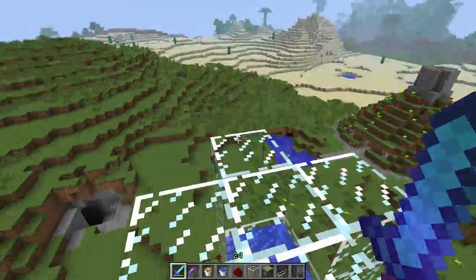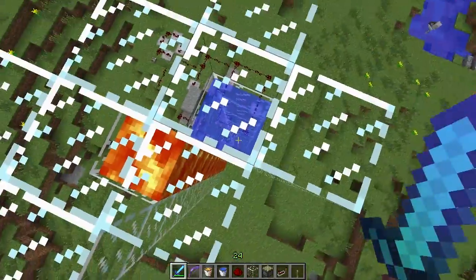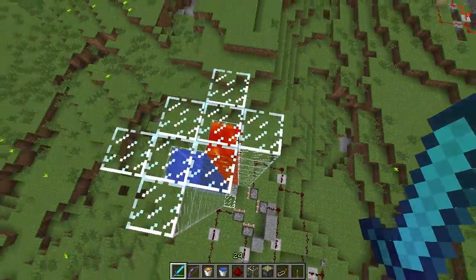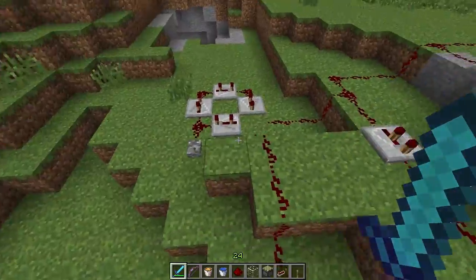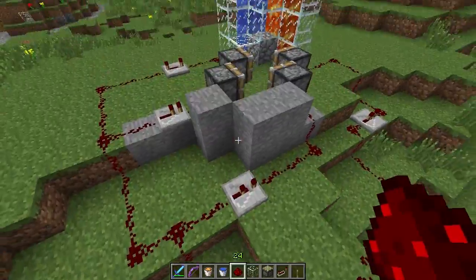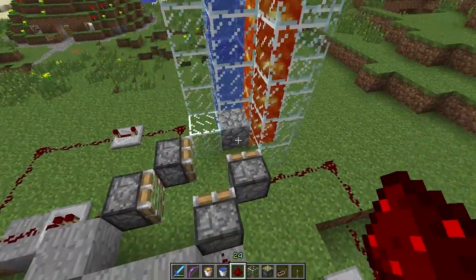Okay, you're probably wondering why I'm stood on top of a load of lava and a load of water, into massive glass pipelines which lead all the way down to some weird setup of redstone. Well, I should probably fill this in. There we go. We can explain this, or I can explain this rather, very simply.